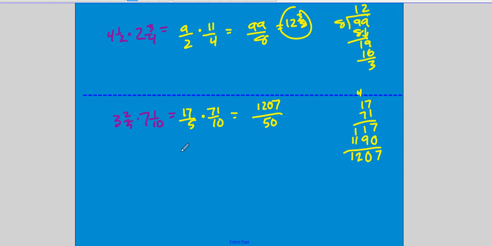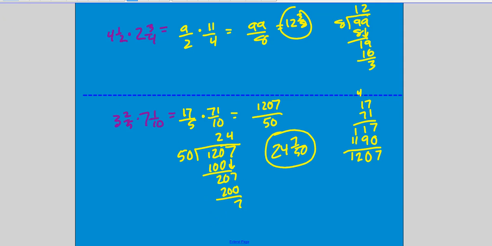To change it to a mixed number, I divide 50 into 1,207. Okay, 50 does not go into 1, does not go into 12, it goes into 120 twice. 2 times 50 is 100. Subtract, I get 20. Okay, bring down the 7. 50 times 4 is 200, 50 times 5 is 250, too big, so it goes in 4 times. 4 times 50 is 200. Subtract, I get remainder 7. So this is 24 and 7/50ths as our final answer. Okay, moving on.